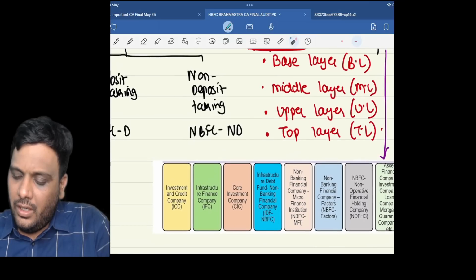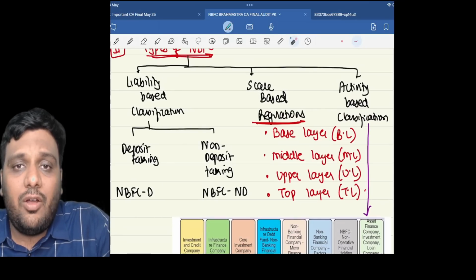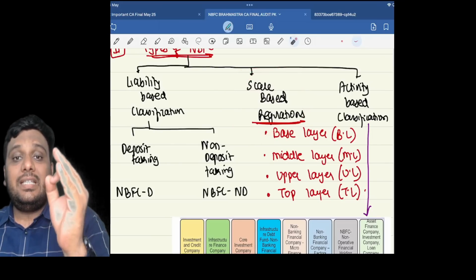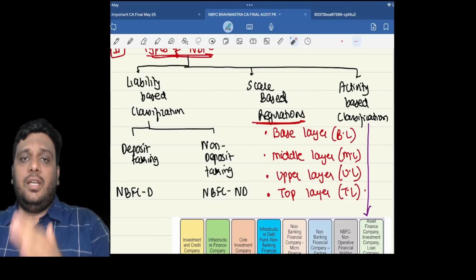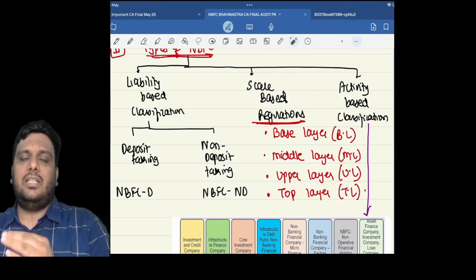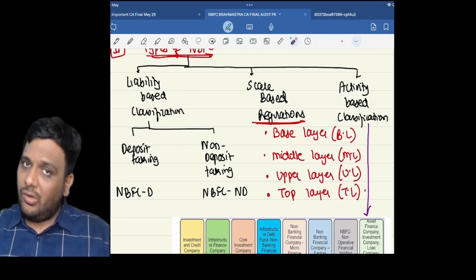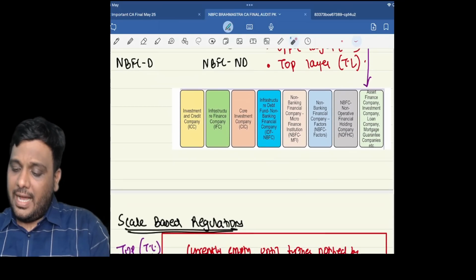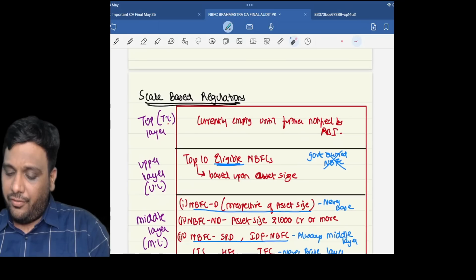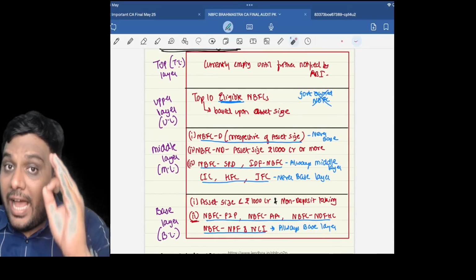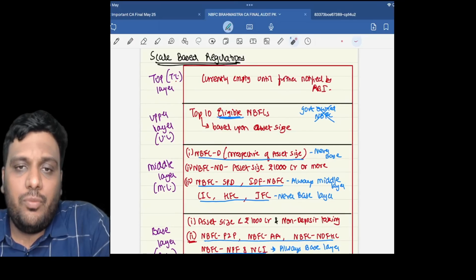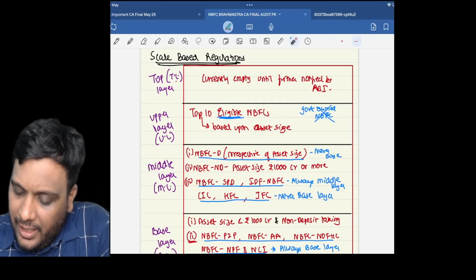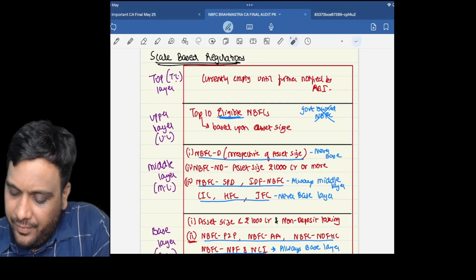Now, third and the most important way of classifying NBFC is scale-based regulation. That means all the NBFCs are either classified into base layer, middle layer, upper layer, or top layer. Now, these notes are extremely important for you. Very, very important. You have to stay focused for the next few minutes. Let me explain first the base layer.